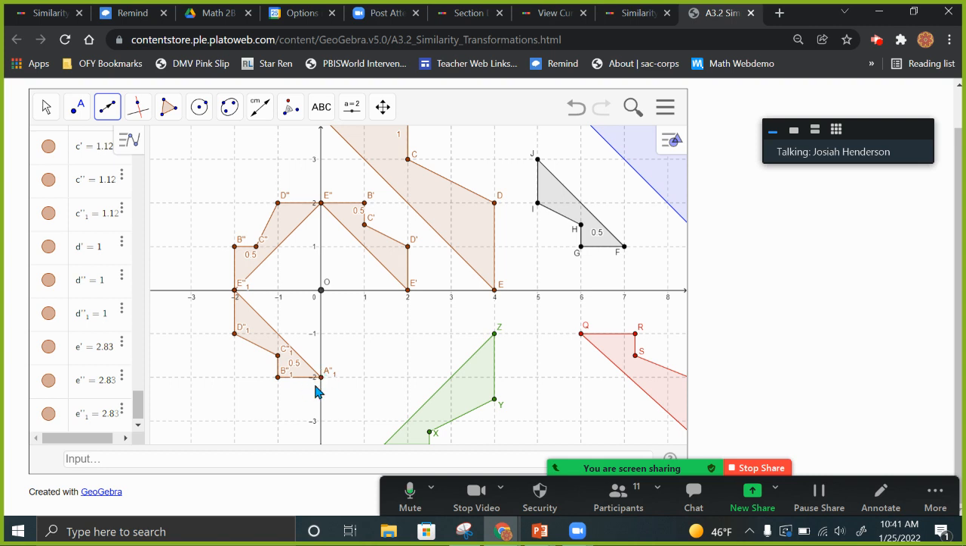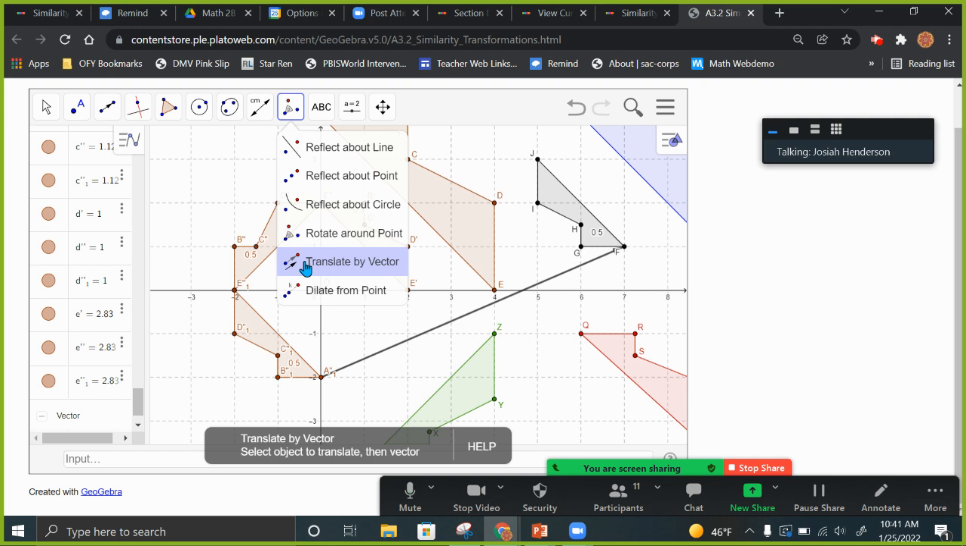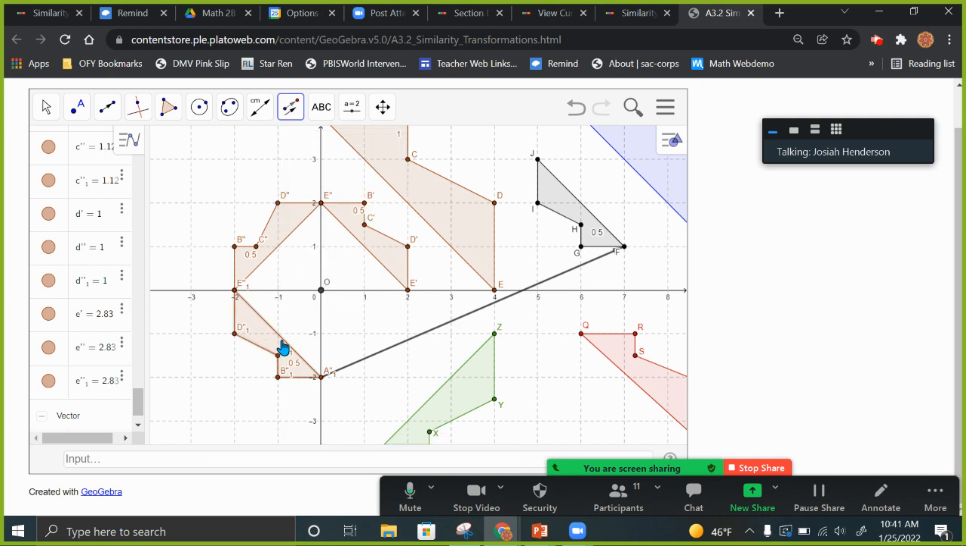So again, my pointiest side is this A double prime 1, and that should go with F. So I'm going to click on A and make it match up to F. And if I could drag it along that line, it looks like it should end where we want it. And now let's do the actual translation. So translate by vector, click on the figure and then the vector line. Boom. And there it is.